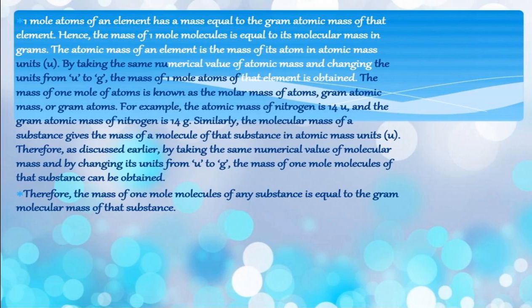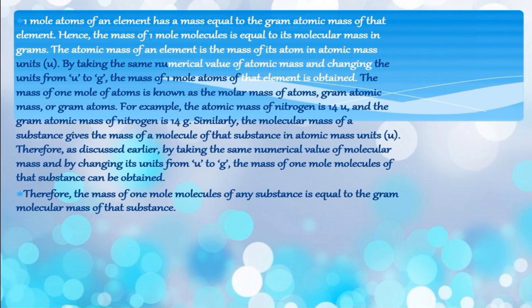1 mole of atoms of an element has a mass equal to the gram atomic mass of that element. Hence, the mass of 1 mole of molecules is equal to its molecular mass in grams. The atomic mass of an element is the mass of its atom in atomic mass units. By taking the same numerical value of atomic mass and changing the unit from u to g, the mass of 1 mole of atoms of that element is obtained. The mass of 1 mole of atoms is known as the molar mass of atoms, gram atomic mass or gram atoms. For example, the atomic mass of nitrogen is 14 u and the gram atomic mass of nitrogen is 14 g.